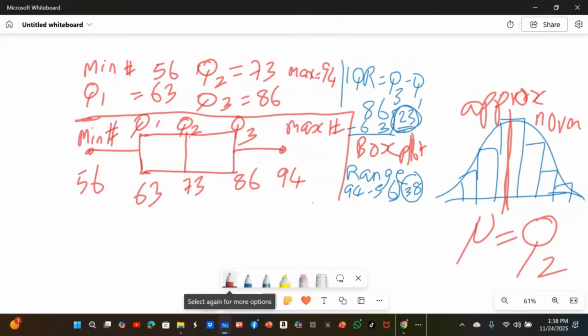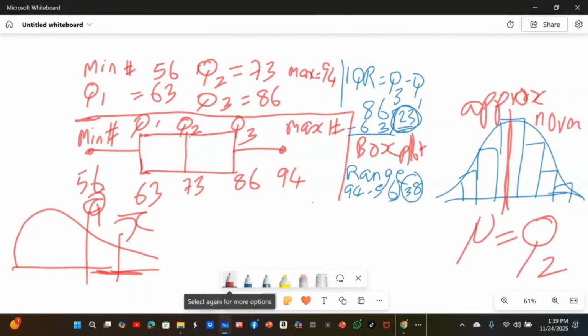When the data is skewed right, we say that the mean is greater than the median. So this is a diagram of a skewed right distribution. In any skewed right distribution, there is an outlier on the right-hand side. So in a skewed right distribution, the mean is greater than the median. So this is skewed right.